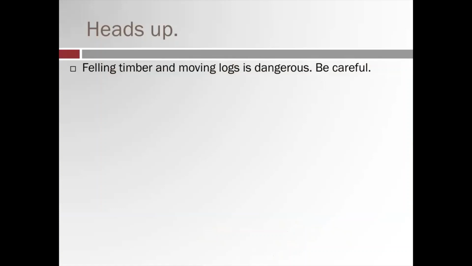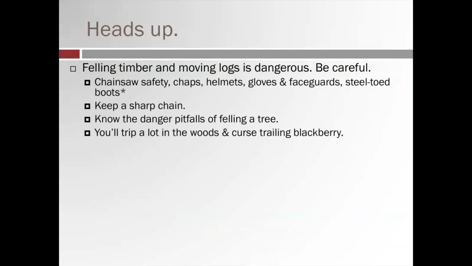All right, so just some heads up on this whole process. Felling timber and moving logs is dangerous. Be careful. Chainsaw safety: chaps, helmets, gloves, face guard, steel-toed boots, all pretty essential for this. Remember to keep a sharp chain. Know the danger pitfalls of felling a tree. Make sure there's no people around. Make sure you're not hitting power lines, and so on and so forth. Know that you're going to trip a lot in the woods, and you're going to learn to curse trailing blackberry.